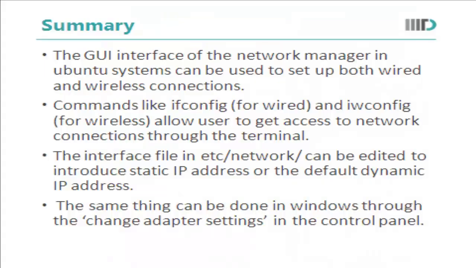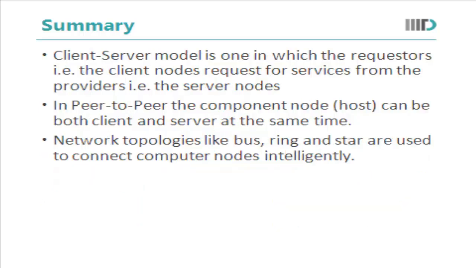So what did we learn in this module? Let us summarize. The GUI interface of the network manager in Ubuntu systems. We used it to set up both wired and wireless connections. We learned about the commands ifconfig and iwconfig. Can you guess what they were used for? Yes, ifconfig was used for the wired one and iwconfig for the wireless one. You can also use the man command and learn more about these. The interface file etc network was edited to introduce static IP address instead of the default dynamic one. The same change was made in Windows through the change adapter settings.